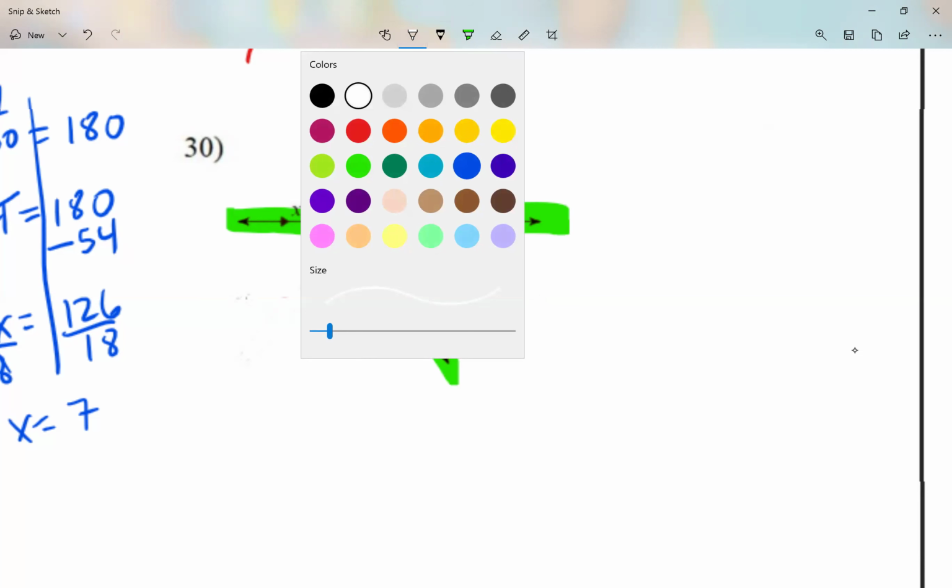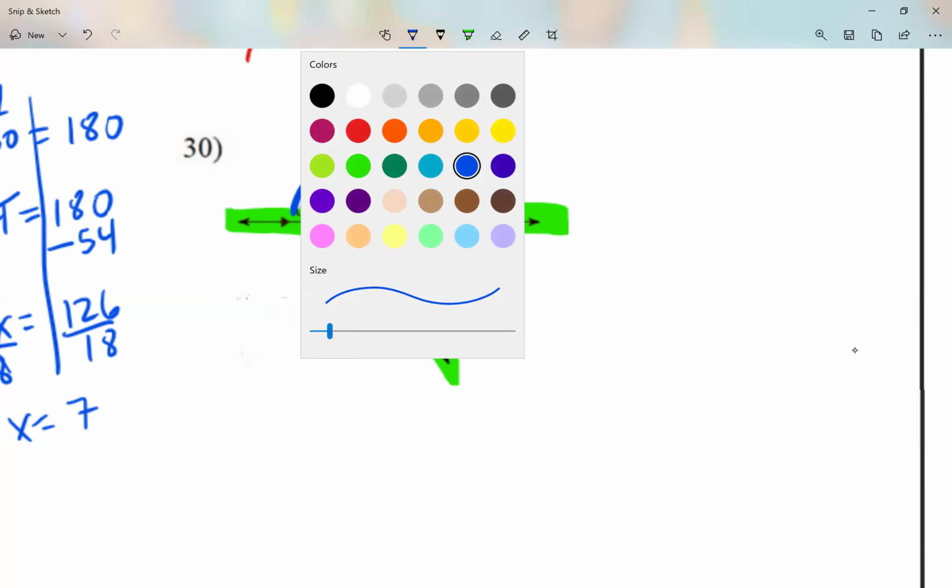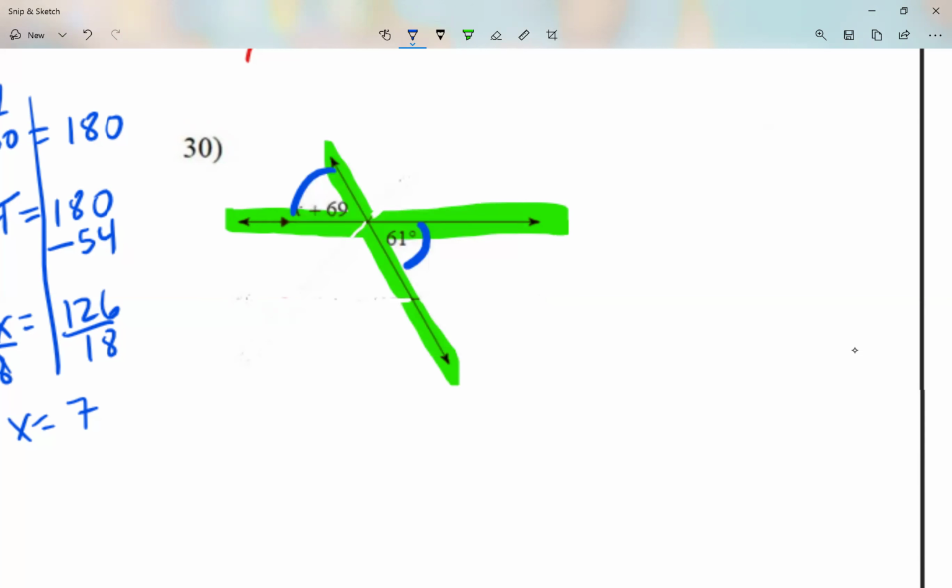I can see there's an X formed. Angles are opposite from each other, right? And that's an example of vertical angles. So I know vertical angles are equal to each other. So I'm just going to write x plus 69 equals 61. Again, I need you to mentally erase the extra lines. In this case, vertical angles, because there's an X formed, the angles are opposite from each other. So that's vertical angles, they're equal to each other.